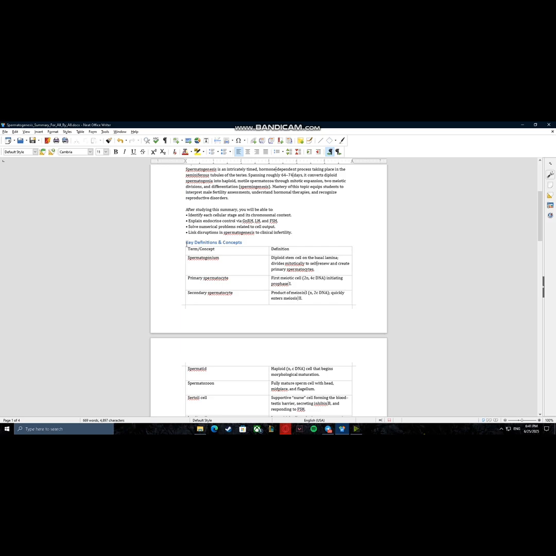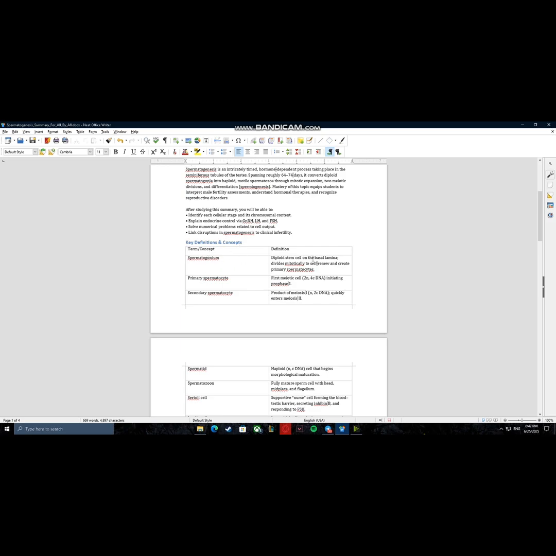disorders. After studying this summary, you will be able to identify each cellular stage and its chromosomal content, explain endocrine control via GnRH, LH, and FSH, solve numerical problems related to cell output, and link disruptions in spermatogenesis to clinical infertility. Now, some key definitions and concepts.